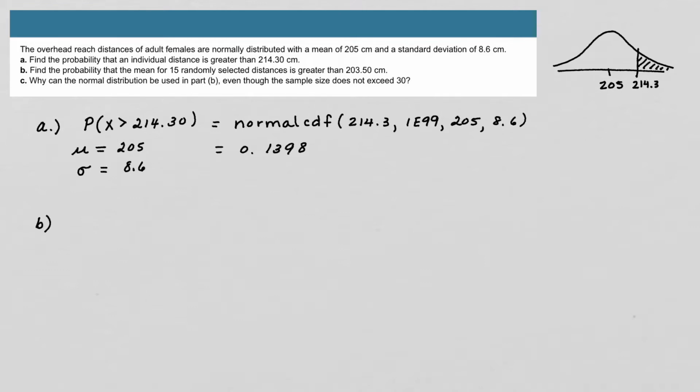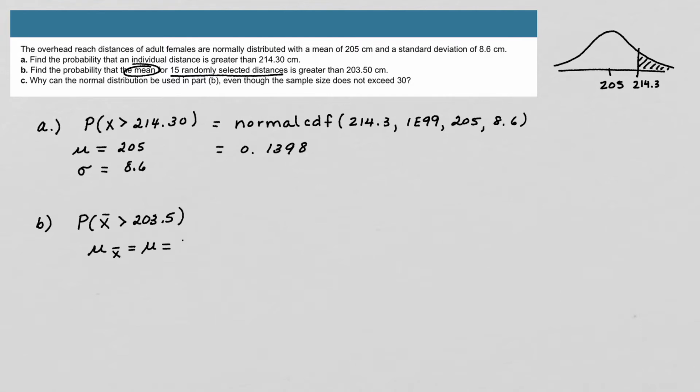In part B, it says find the probability that the mean for 15 randomly selected distances is greater than 203.5. So it says the mean. So we're looking for the probability that the mean of 15 values is greater than 203.5. So in this case, I need to use mu sub x bar, which is just mu, and that's 205, and sigma sub x bar, which is sigma over the square root of n. And sigma was the 8.6, and n is 15.